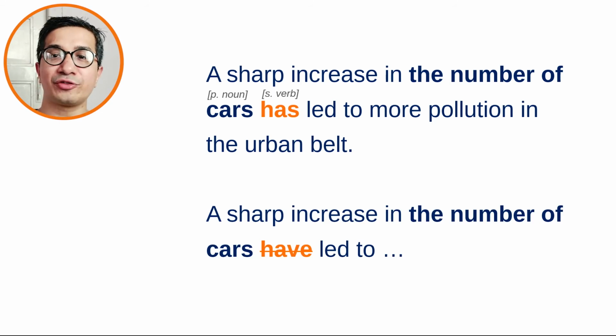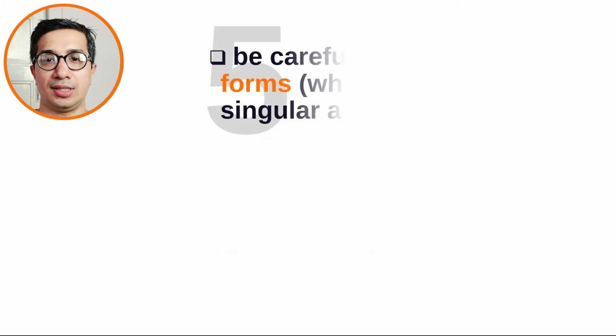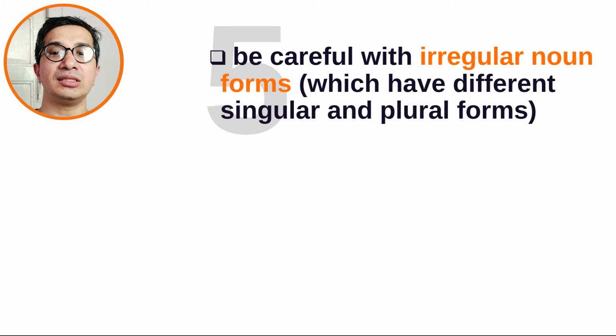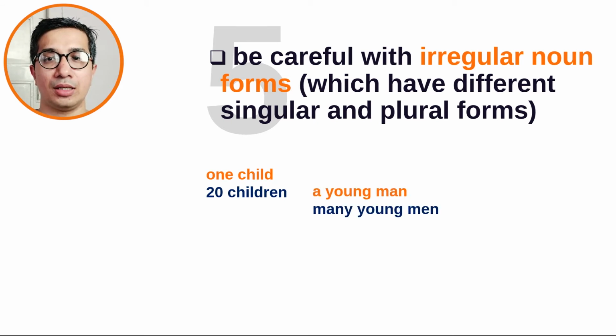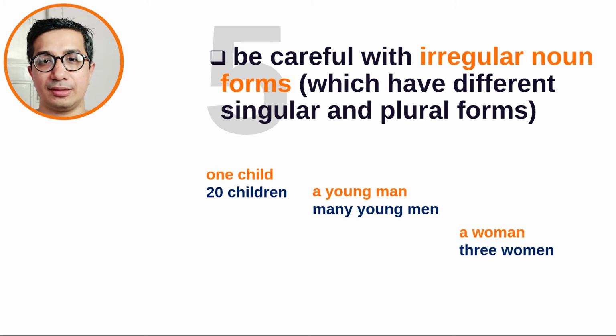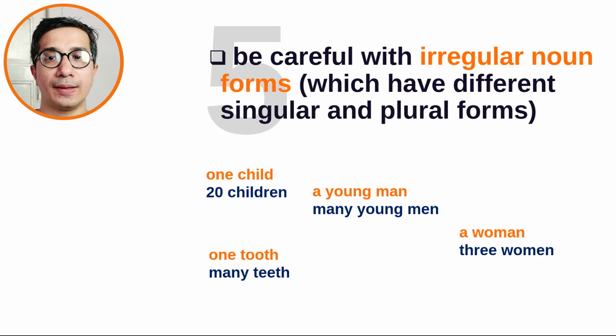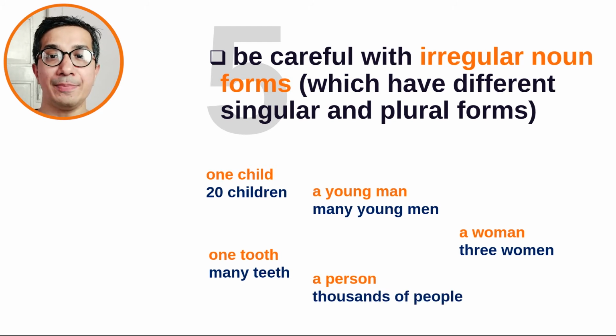An extra note of caution here, be careful with irregular nouns, the ones which have rather different singular and plural forms, such as one child, 20 children, a young man, many young men, a woman, 3 women, one tooth, many teeth, a person, 1,000 people. So all these are irregular nouns. You have to be careful about these.